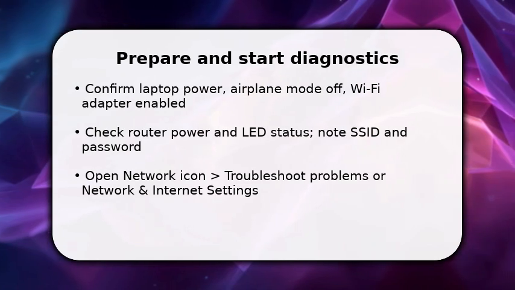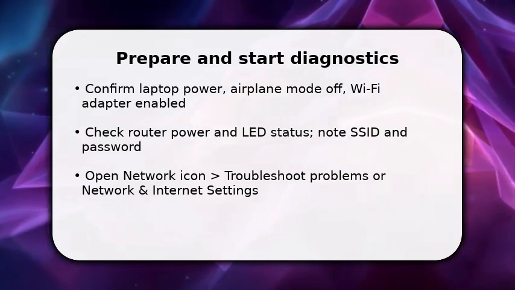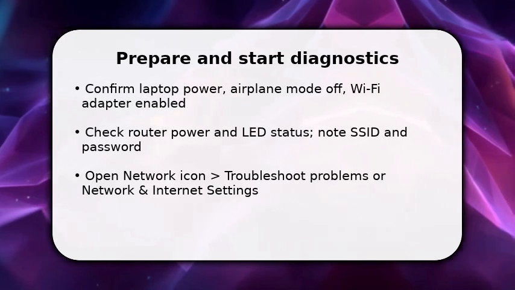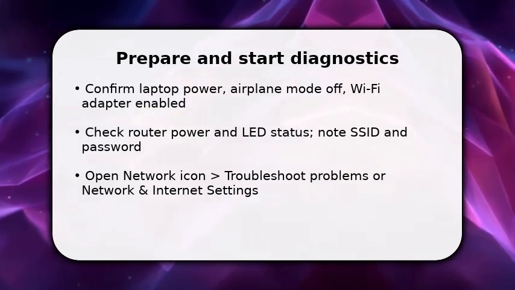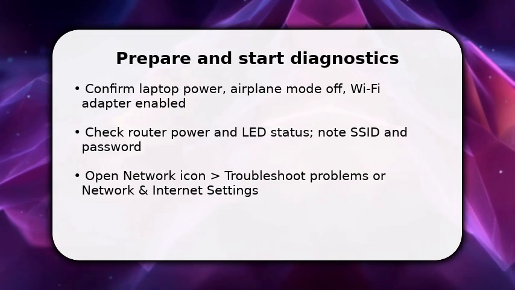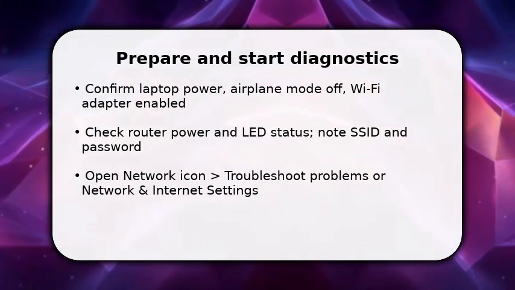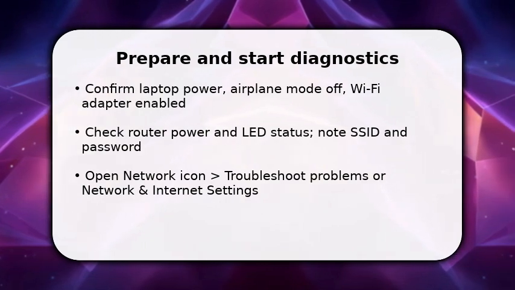Once done, right-click the network icon and choose Troubleshoot Problems or Open Network and Internet Settings. This runs Windows diagnostics that often identify driver or IP issues. Follow its prompts while you prepare to apply manual fixes if diagnostics can't resolve the issue.